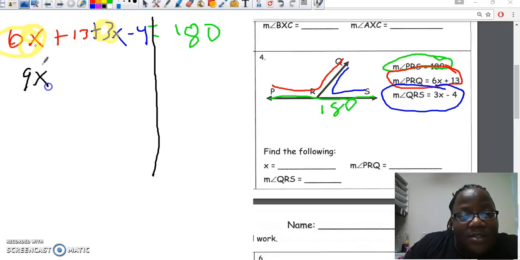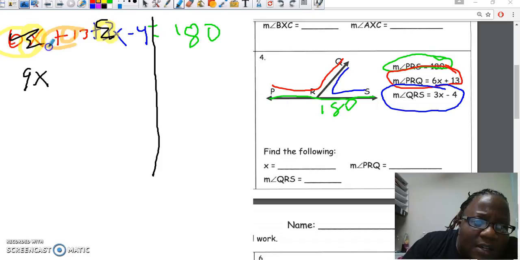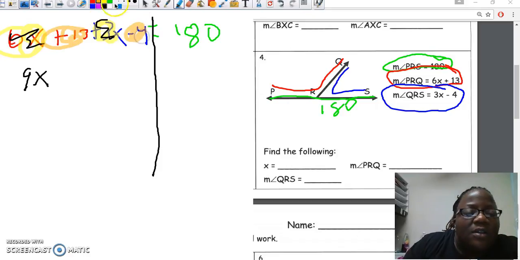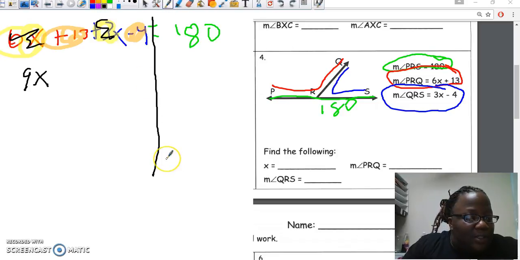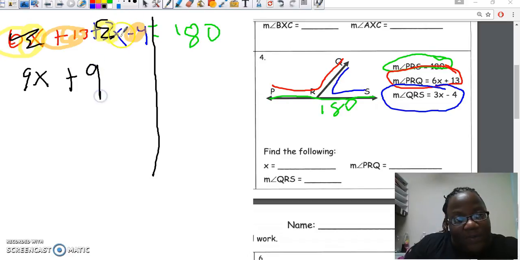See how you have 9x? Because you just combined these. And then you have your numbers, also known as coefficients, of positive 13 and a negative 4. So if you combine, remember combine means add, 13 plus a negative 4, you'll get 9. That's a positive 9. So that's really what you have on this side after combining your like terms, right? And then you're equal 180.